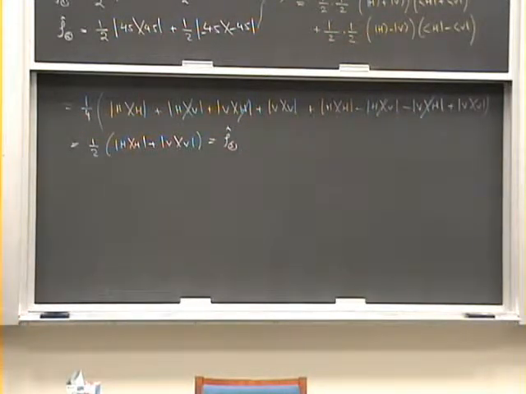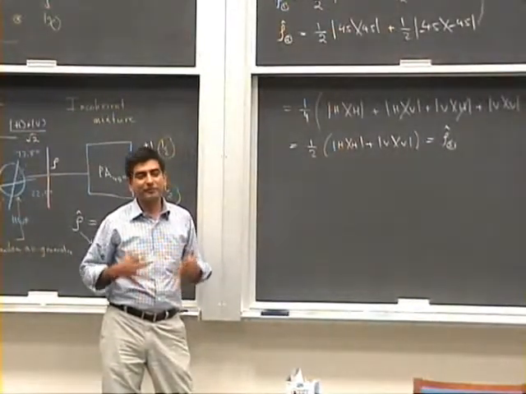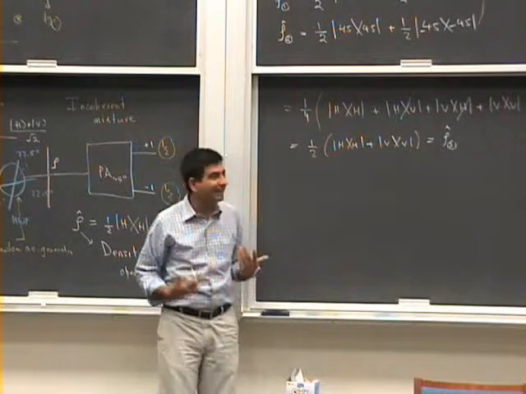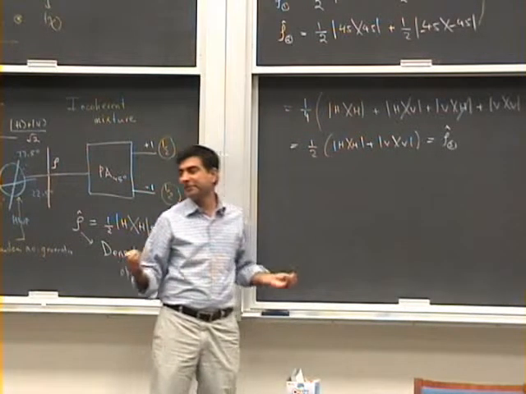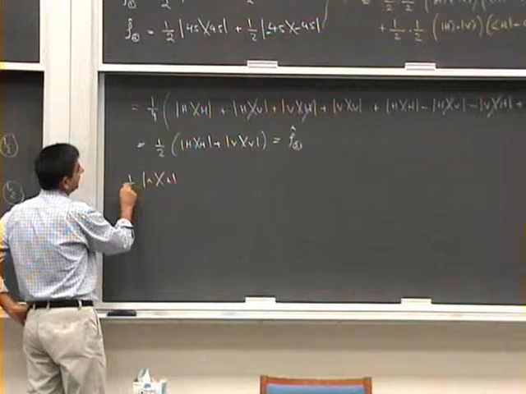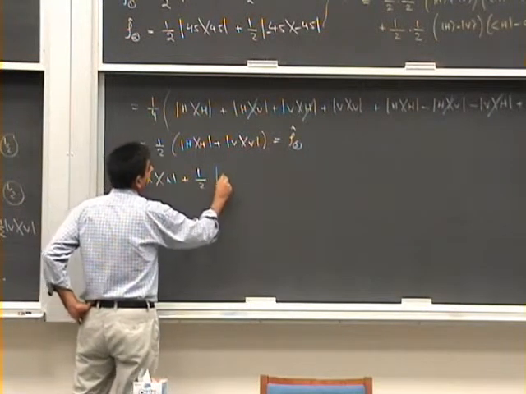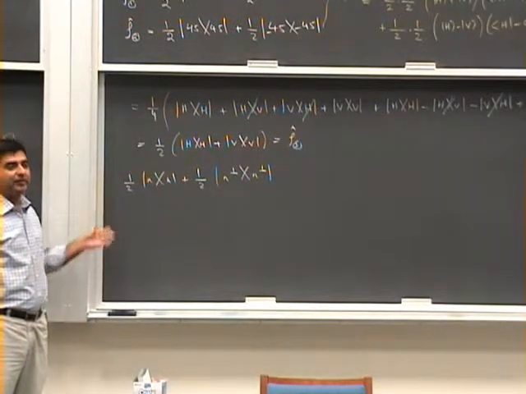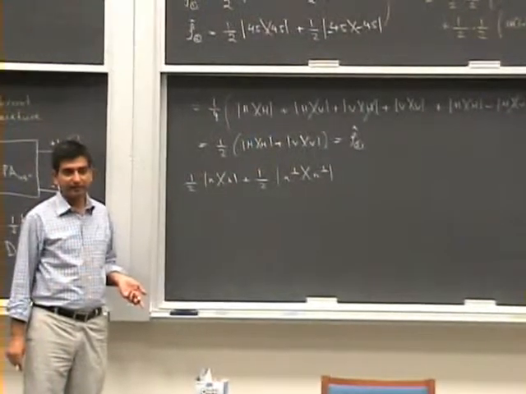Now, there are two different preparation schemes. In one scheme, I have taken half of the photons to be horizontally polarized, half of the photons to be vertically polarized. This is a different preparation scheme. Half of the photons were 45 degrees polarized, half of them were orthogonally polarized at minus 45 degrees. I can take any two orthogonal states on the Bloch sphere, n and its orthogonal state, half of each.